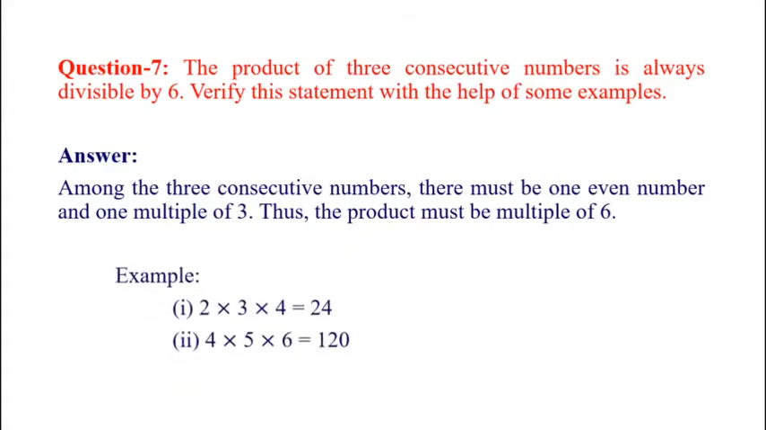For example, three consecutive numbers are 2, 3 and 4. So, 2 into 3 into 4 is equal to 24. So, 24 is divisible by 6. Another three consecutive numbers are 4, 5 and 6. So, 4 into 5 into 6 is 120. So, 120 is divisible by 6.